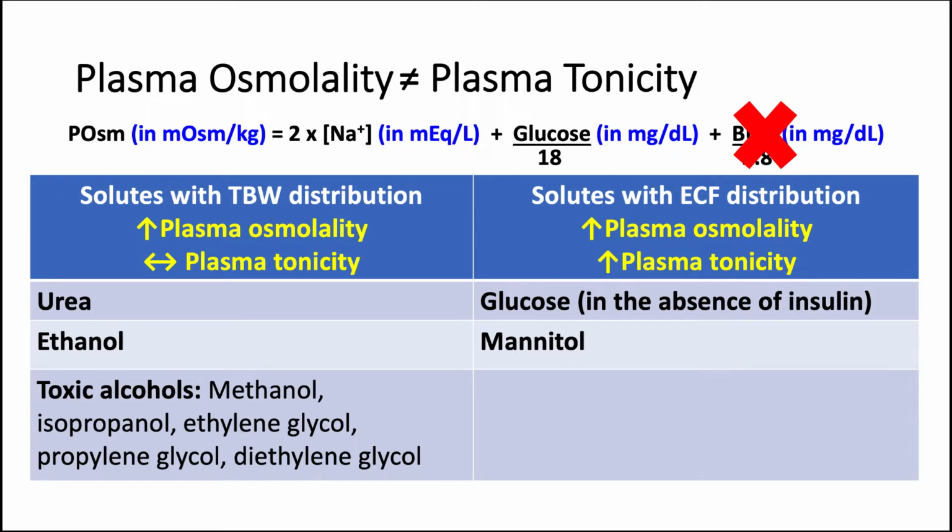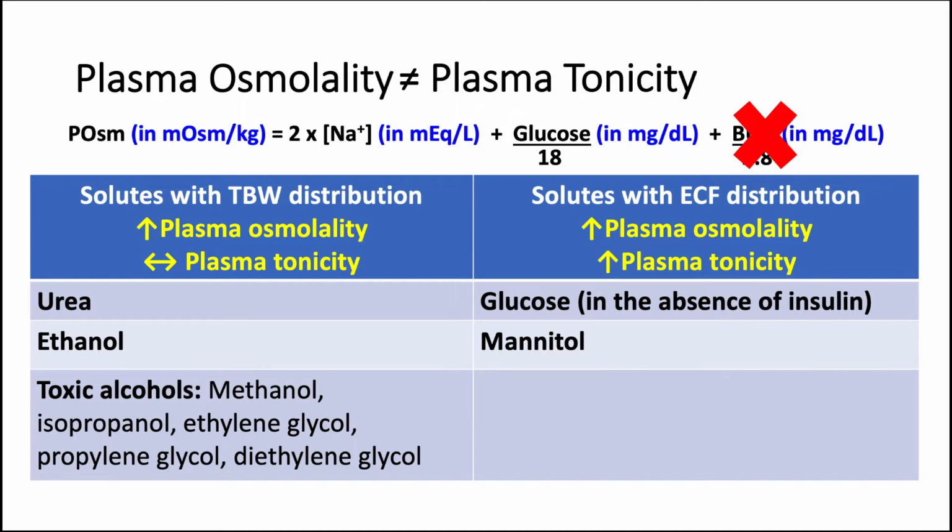And on the right, you'll have solutes with distribution in the ECF, in the extracellular fluid compartment only, which means that they are unable to cross cell membranes. And they will increase the osmolality, but also they will increase the tonicity. What are those solutes? Glucose in the absence of insulin and mannitol. So this is the main difference between osmolality and tonicity.